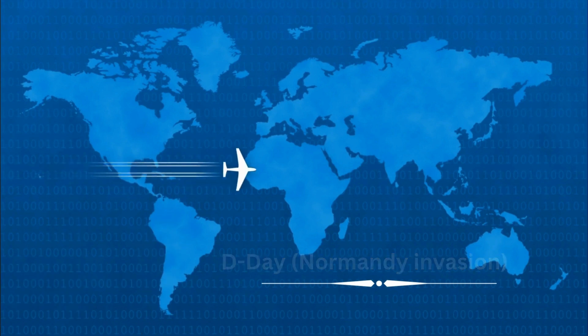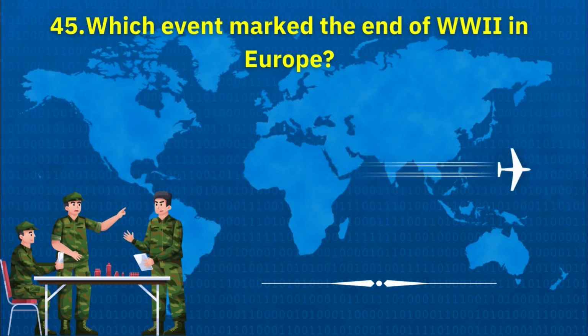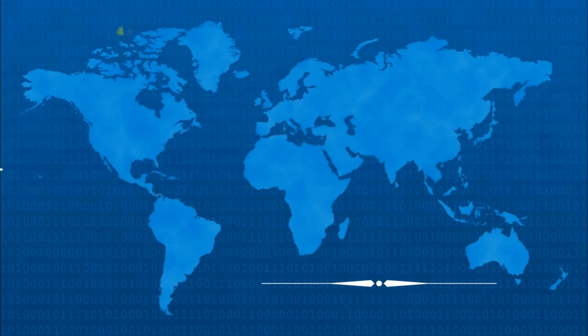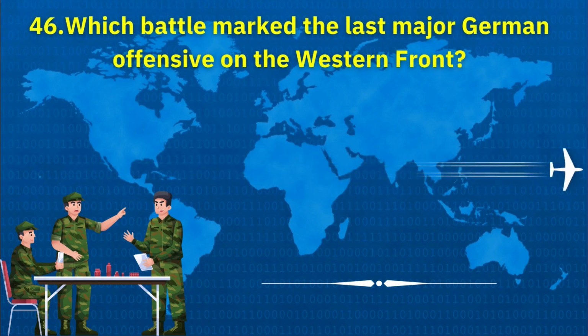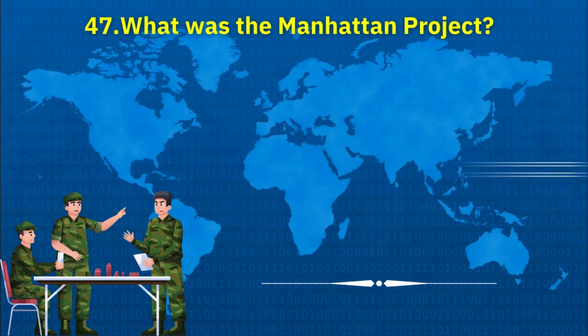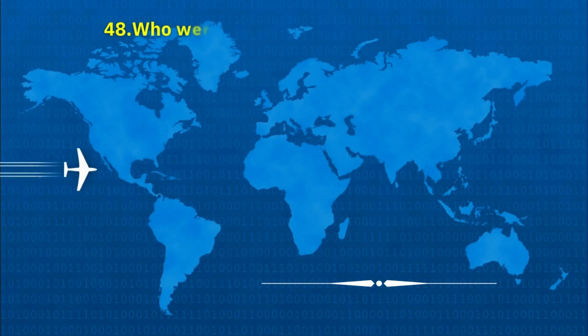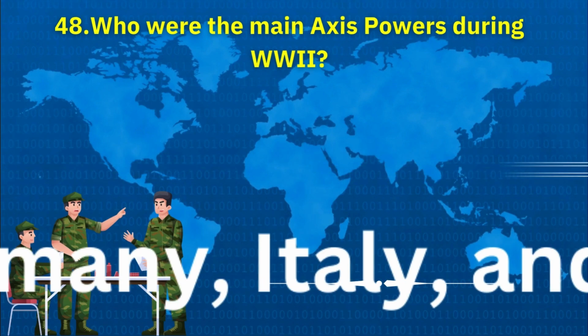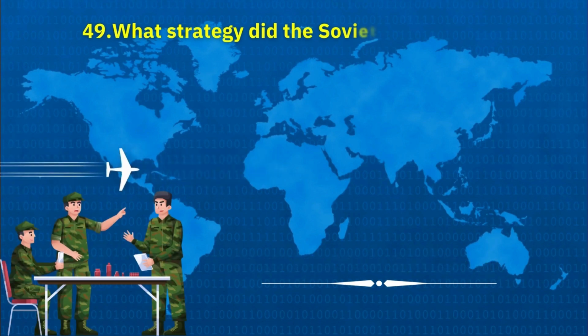Which event marked the end of World War II in Europe? Which battle marked the last major German offensive on the Western Front? What was the Manhattan Project? Who were the main Axis powers during World War II? What strategy did the Soviet Union use to prevent resources from falling into German hands?